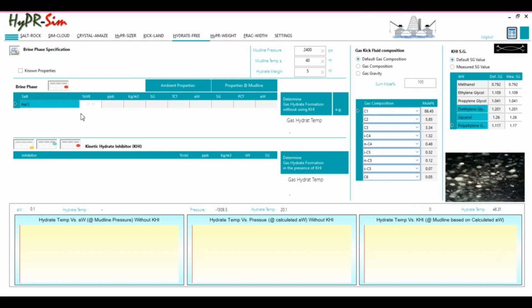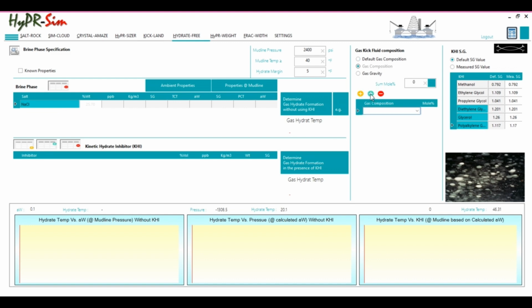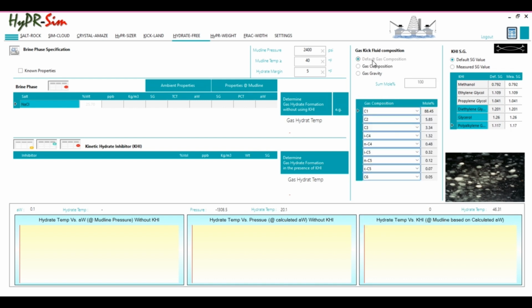Gas composition. The gas composition in this demo is set to default, but users can input specific gas compositions if available. Simulation execution. There are two determine gas hydrate buttons. The top button runs the simulation without incorporating KHI. The bottom button runs the simulation with added KHI. Click the determine gas hydrate button.